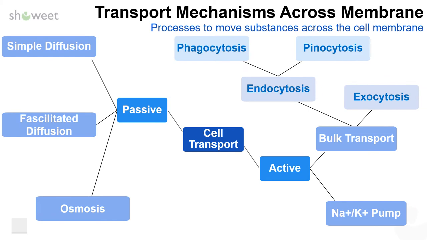There are two types of cell transport, which are passive and active transport. Passive transport is divided into simple diffusion, facilitated diffusion and osmosis, while active transport involves the sodium-potassium pump and bulk transport. Bulk transport is further divided into endocytosis and exocytosis.